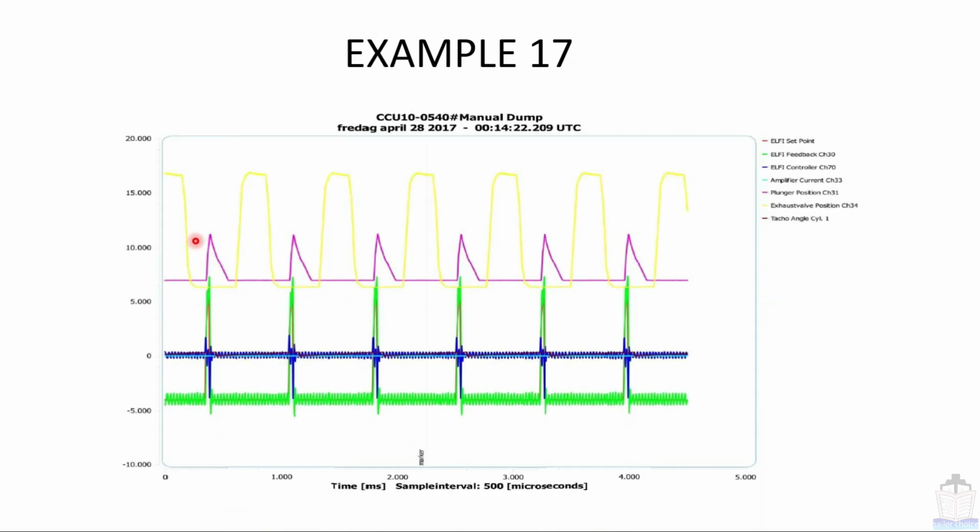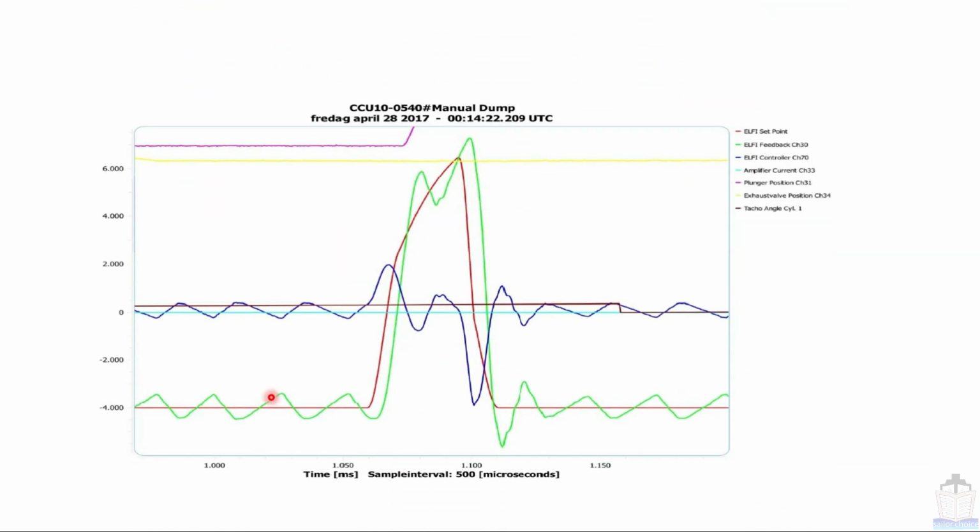So example number 17. Here you can see that this channel number 34 and channel number 31 graph is absolutely okay, no problem. Also this is a manual dump, that means there is no alarm, engine is running smoothly without any problem. But the problem is there in this channel number 70 graph and channel number 30 graph. So in order to get a clear picture, we'll zoom it. So we have zoomed it.